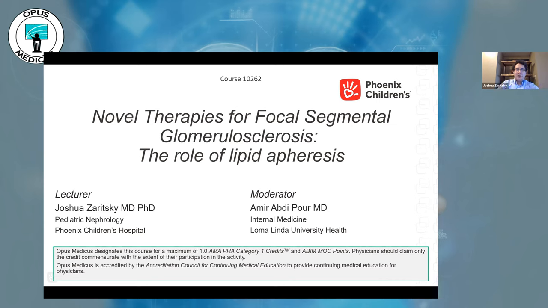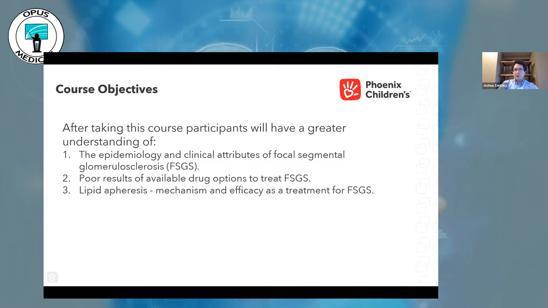Well, let's get started. I think these are the course objectives here. Hopefully you'll have at the end of the talk a greater understanding of, one, the epidemiology and clinical attributes of FSGS. That's our abbreviation for focal segmental glomerulosclerosis. I'll give a very brief review of some of the poor results of drug options to treat FSGS and the other options to treat FSGS. And then we'll spend the majority of the time learning a little bit more about lipid apheresis, its possible mechanism of action, and its potential efficacy as a treatment of focal segmental glomerulosclerosis.